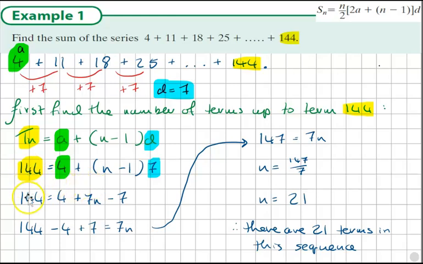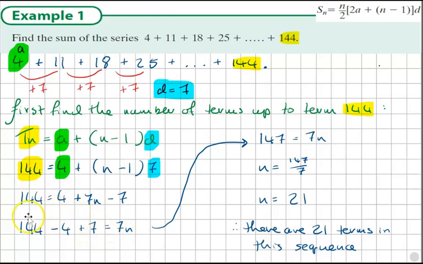So we bring down 144. We bring down equals and 4. We bring down the plus. And then n times 7 is 7n. And minus 1 times 7 is minus 7. So then we're going to bring the 4 over the equal sign to become minus 4. And the 7 comes over the equal sign to become positive 7. And that's all equal to 7n.